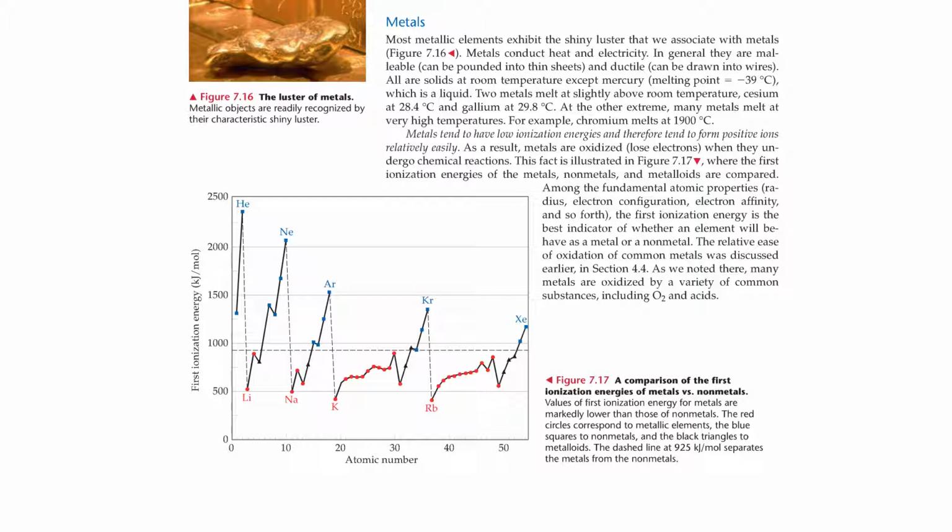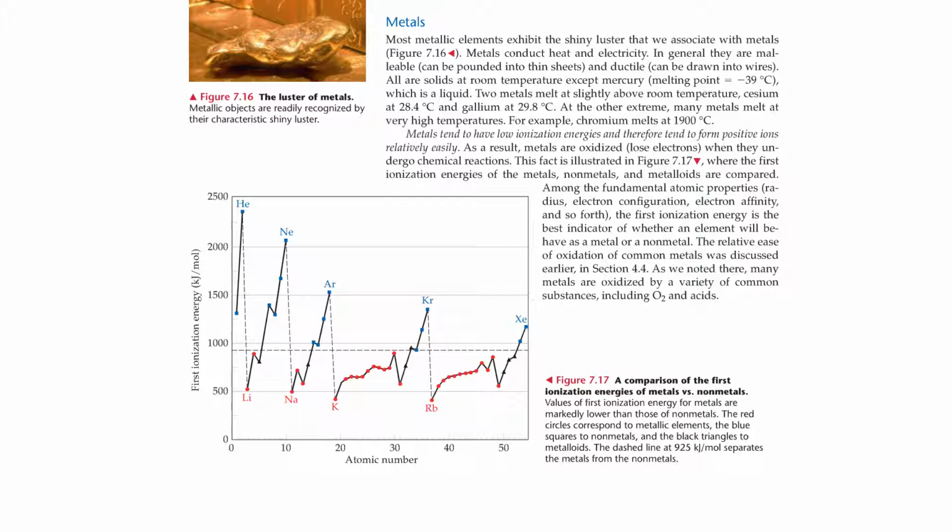Metals tend to have low ionization energies, therefore they tend to form positive ions relatively easily. As a result, metals are oxidized. They lose electrons when they undergo chemical reactions. This fact is illustrated in Figure 7.17, where the first ionization energies of metals, nonmetals, and metalloids are compared. Among the fundamental atomic properties, radius, electron configuration, electron affinity, and so forth, the first ionization energy is the best indicator of whether an element will behave as a metal or a nonmetal.